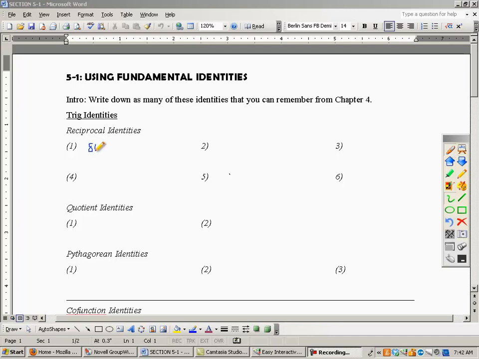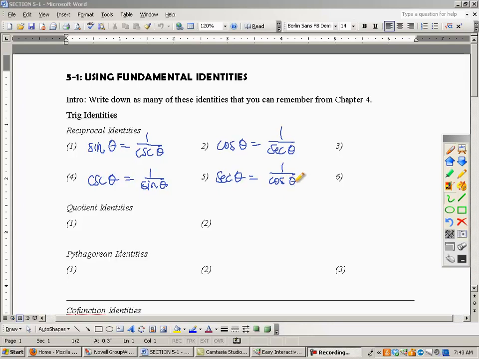So let's start with the first type, which is a reciprocal identity. I'm going to start with the fact that the sine of an angle is 1 over cosecant of an angle. And I'm going to go the other way as well. The cosecant of an angle is 1 over the sine of an angle. The second group, the cosine of an angle, is 1 over the secant. And the secant of an angle is the reciprocal of the cosine.